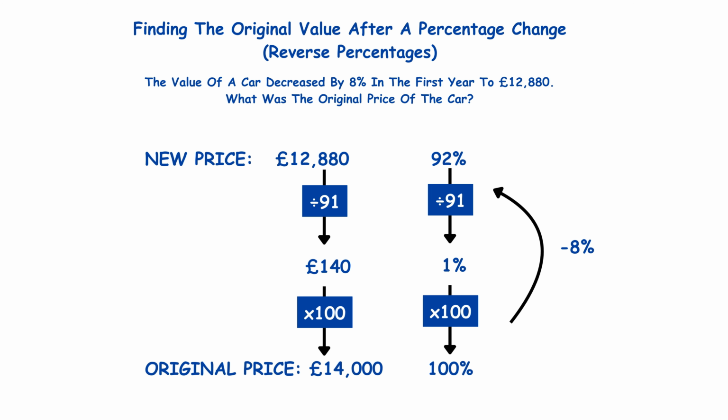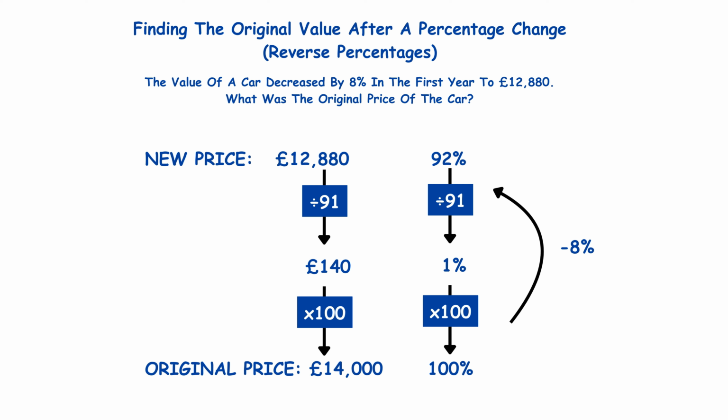Okay, so for this one, it says that the value of a car decreased by 8% in the first year to £12,880. What was the original price of the car? Well, this time £12,880 is a new price, and we know that it's decreased by 8% from the original price, which we don't know the exact value of, but we can think of as 100%. This means that the new price must be 100 minus 8, or 92% of the original. So we're going to have to do 12,880 divided by 92 to find that 1% is £140, and then we can multiply that by 100 to find that the original price must have been £14,000.